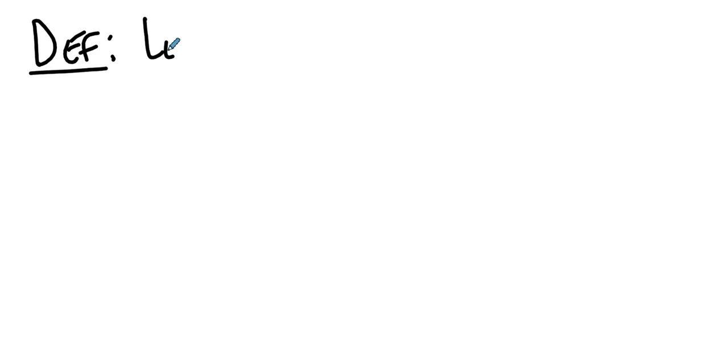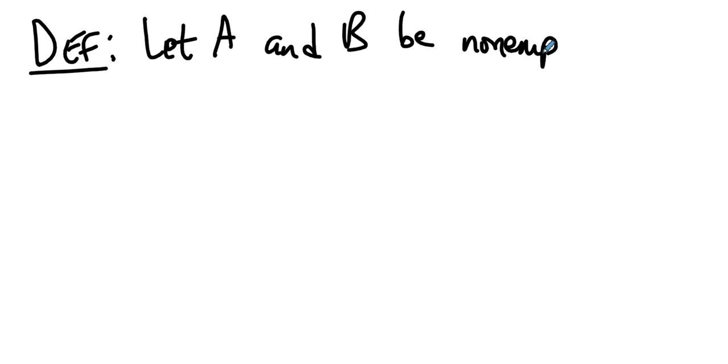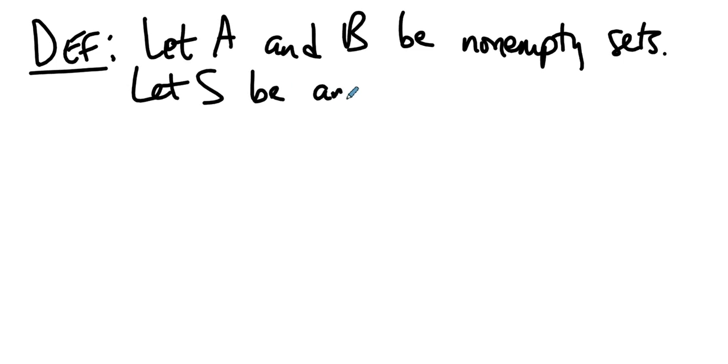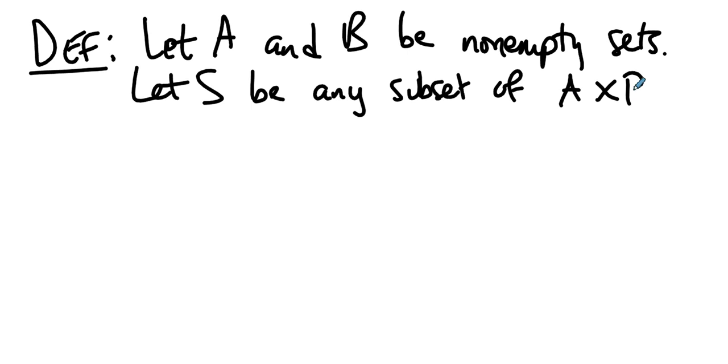All right, so we're going to let A and B be non-empty sets, and we're going to let S be any subset of A cross B. That's the Cartesian product of A and B. That's the set of ordered pairs where the first element comes from A and the second element comes from B.